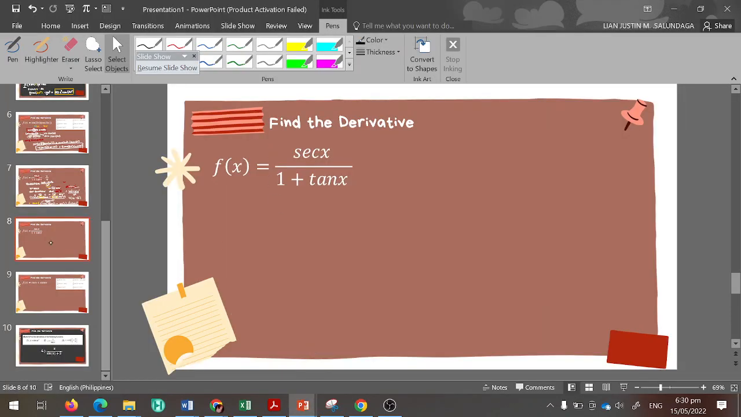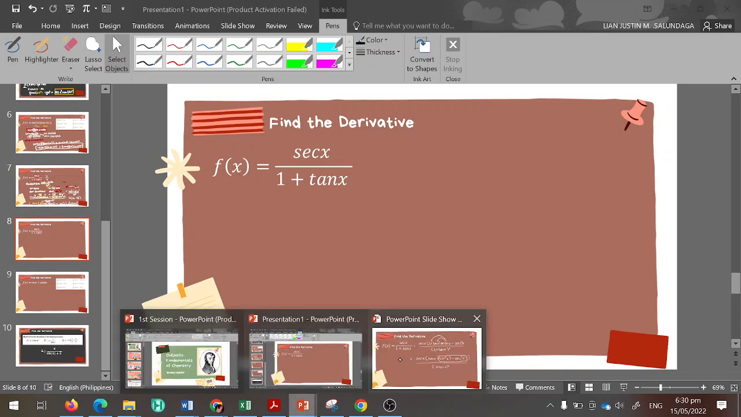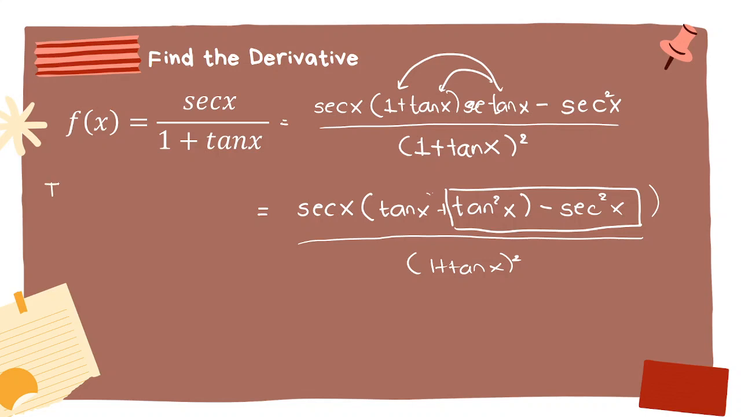Ulit ha? Saan na tayo kanina? So, trigo identity na 1 plus tangent squared x ay equal sa sec squared x. But you can see in our function, meron tayong tangent squared x, tapos meron tayong sec squared x. So, ano mangyayari? Para mapasimplify ko yan, we are going to transform this tan squared x to the right. So, magkakaroon tayo ng 1 is equal to sec squared x minus.